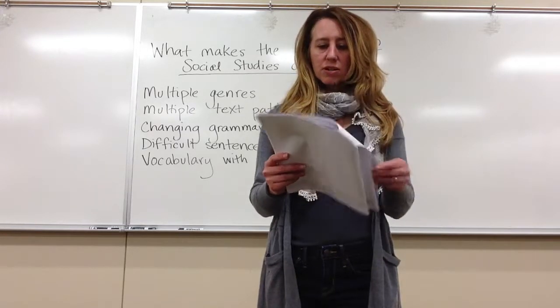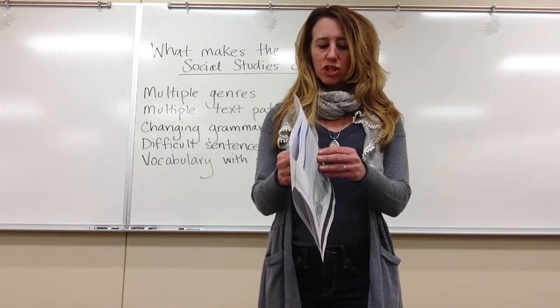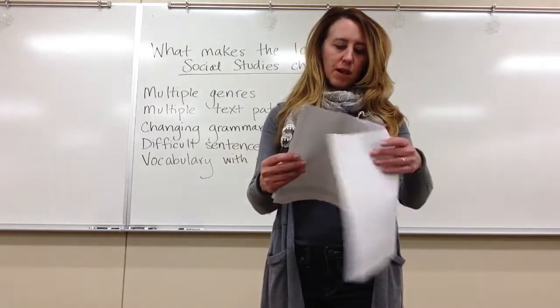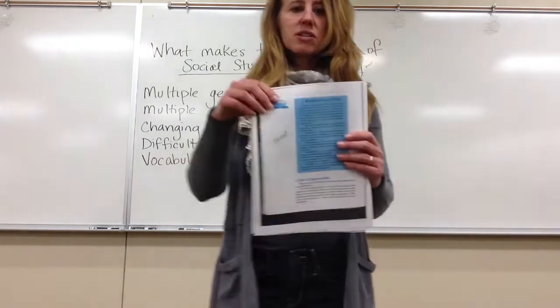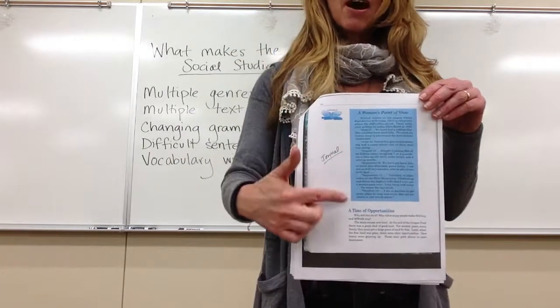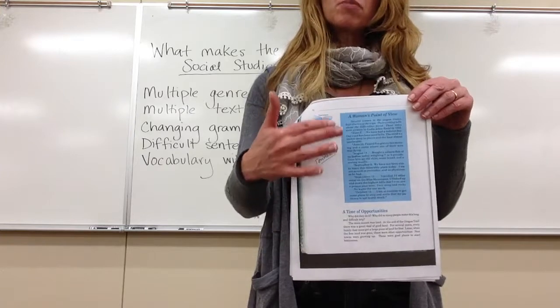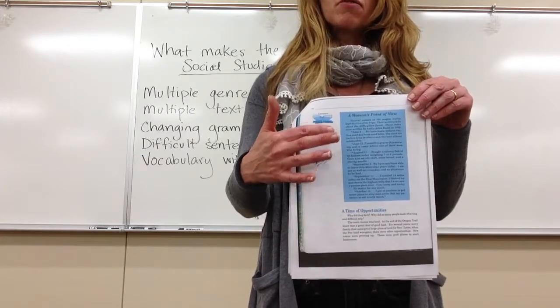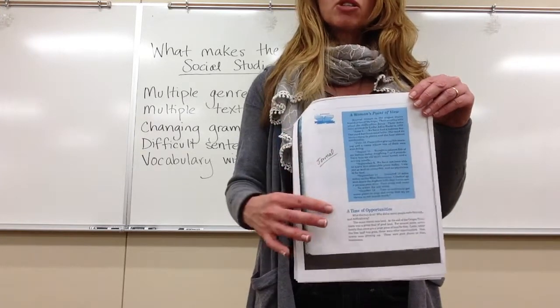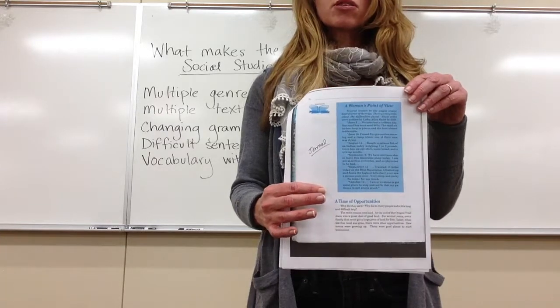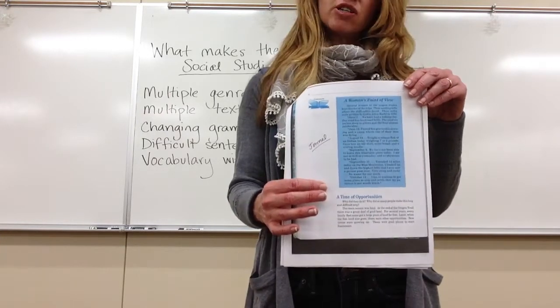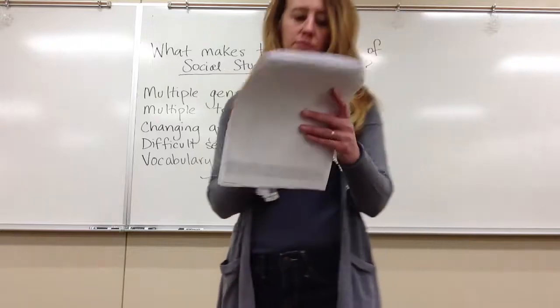Let's take a look. Keep going through the chapter. When we turn to the next page, now what we have is excerpts from a woman who came across on the Oregon Trail from different days that she was on the trail. So this is the genre of a journal, a personal journal.